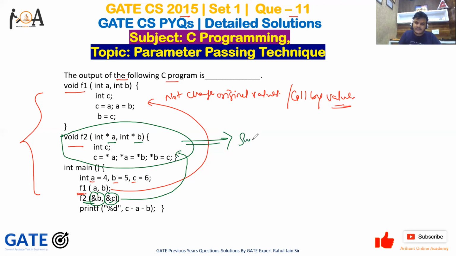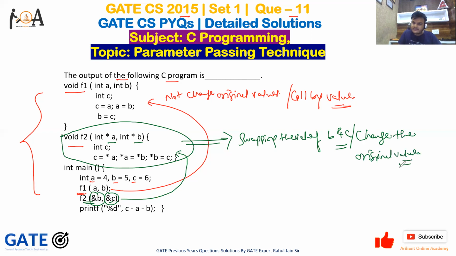Basically what we are doing is swapping the values of B and C, and it will change the original values also. Why will it change original values? Because it is called by reference. It is the call by reference method, because addresses and stars are used, right? We are passing the address of b and the address of c to the a and b variables. So the value of b and the value of c are swapped just due to this void f2.